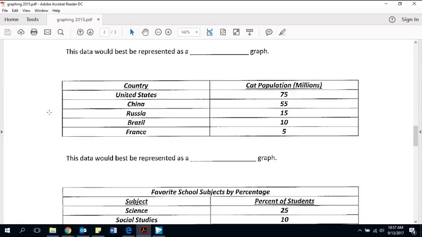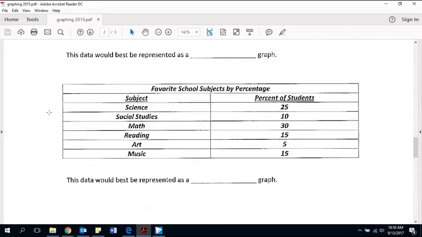The second set of data is comparing the cat population in different countries. So the data in this graph should be a bar graph. Remember when I talked about my Avenger friends in the city, and we compared how many lives each of them saved. So in this case, we're comparing cats in different countries. And finally, the favorite school subjects by percentage. Because it's a percentage, that tells you that we should use a pie, also known as a circle graph.